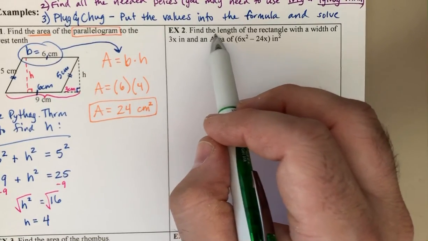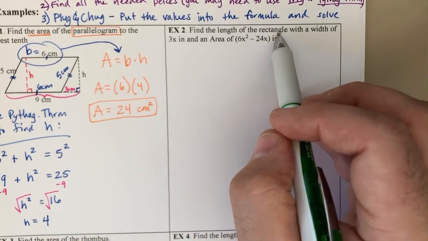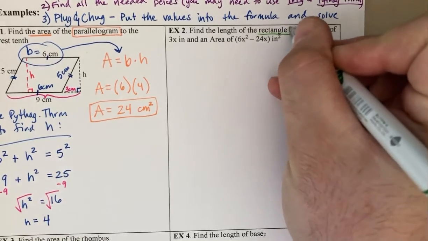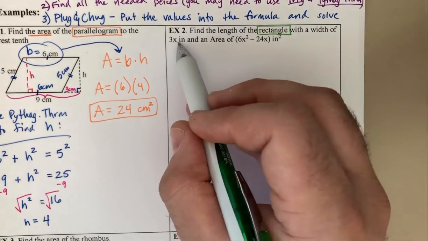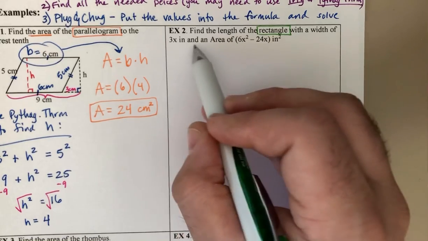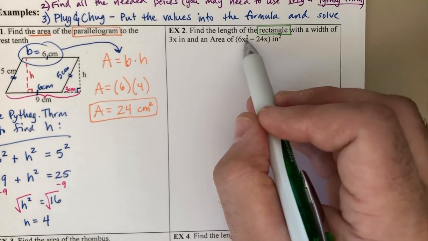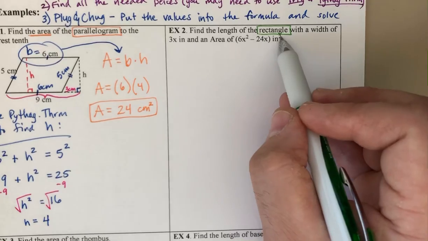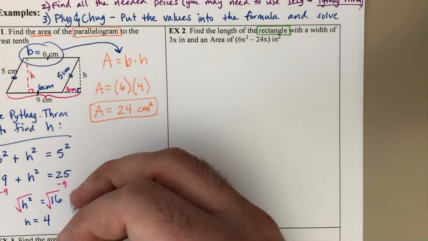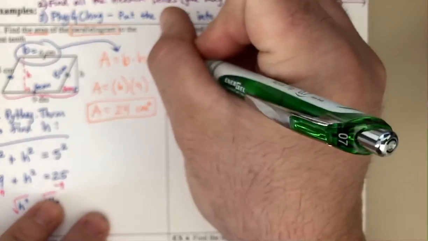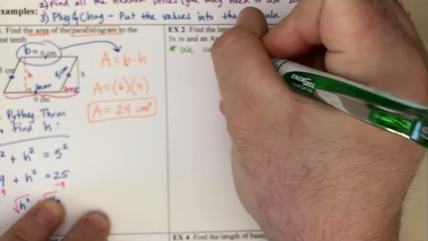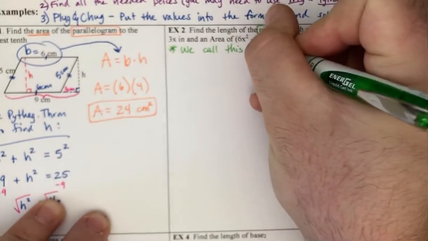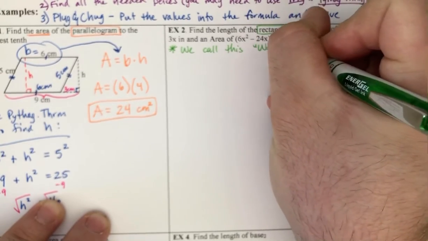It says we're going to find the length of the rectangle. So we're talking about a rectangle. There's our shape, with a width of 3x inches and an area of 6x squared minus 24x inches squared. So this one's what we call working backwards. So I'm going to say we call this working backwards.